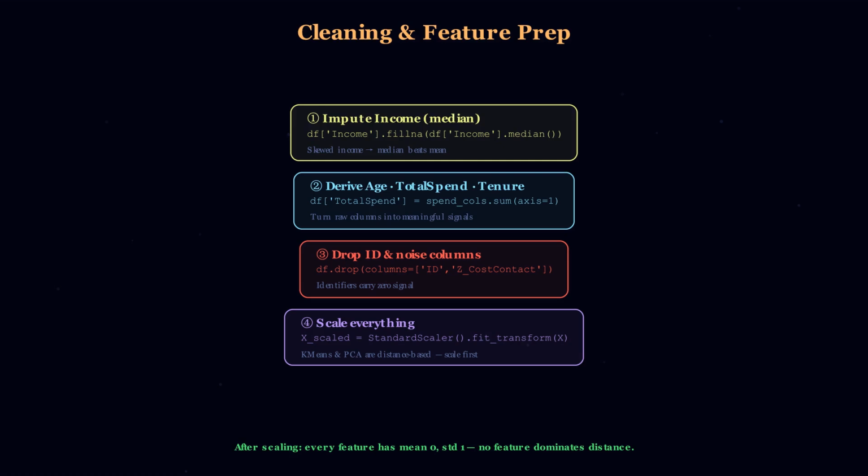Fourth, scale everything. KMeans and PCA are both distance-based. Unscaled income, which is in thousands, will dominate number of catalog purchases, which is in single digits. Use StandardScaler. After scaling, every feature has mean 0 and standard deviation 1. Distance calculations are now fair.